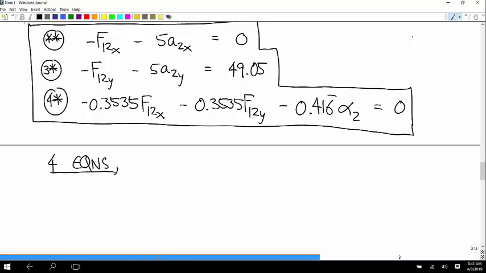So how many variables do we have? We have F12, we have alpha 1. Those are from the first equation. And now from the next set of 3 equations, we have the acceleration of the center of mass of 2, and we have the angular acceleration of 2. So 4 equations, 6 variables.